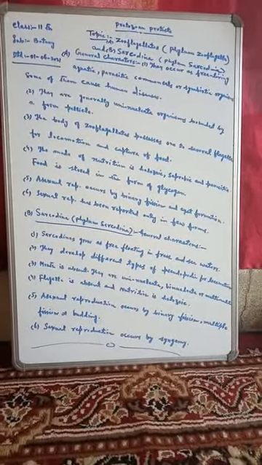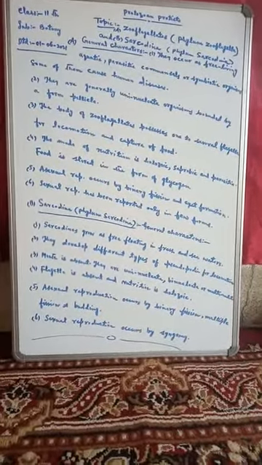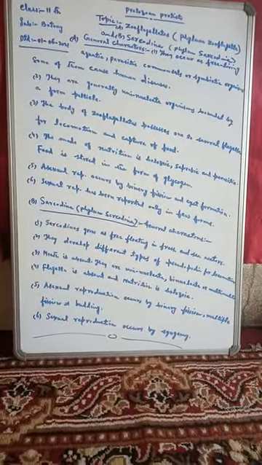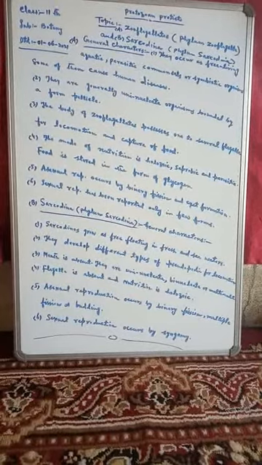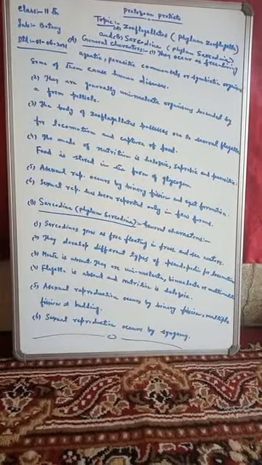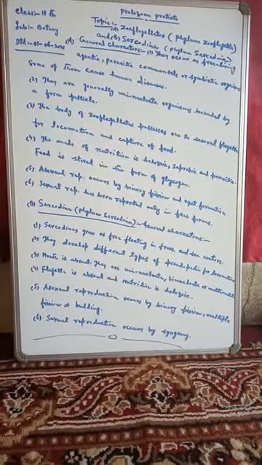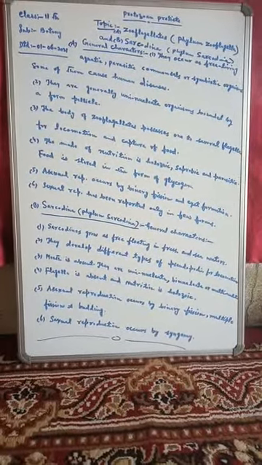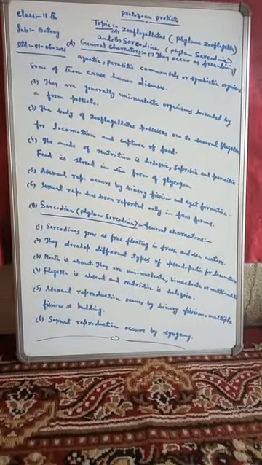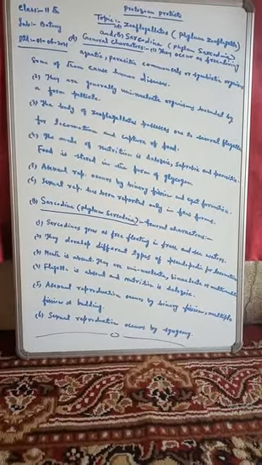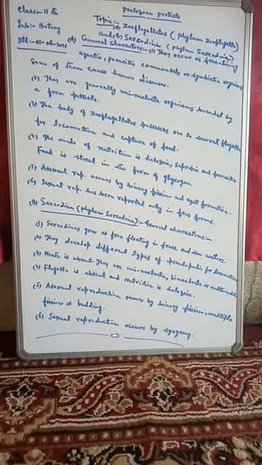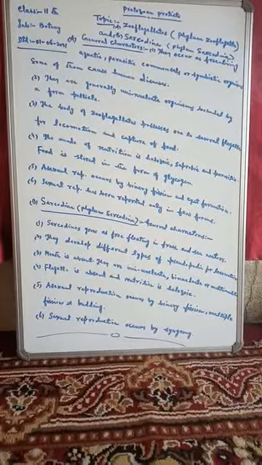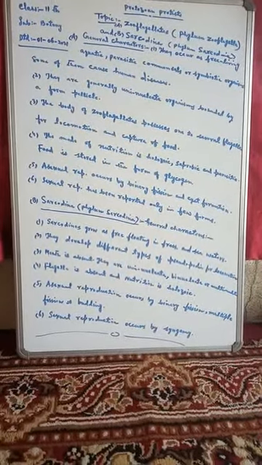Third general character of these Zooflagellates is the body possesses 1 to several flagella for locomotion and capture of food. It means that they are the organisms which contain flagella on their bodies for locomotion, for their movement and capture of food.